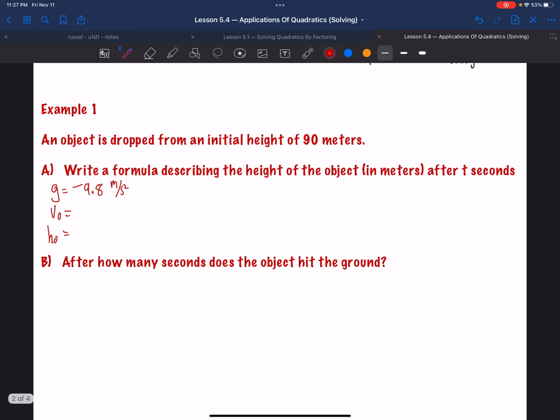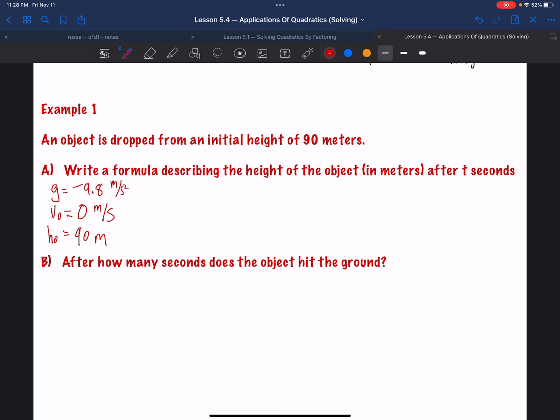h naught being the initial height, well, it tells us exactly that the initial height is 90 meters. The initial velocity, well, what is that? Well, it says the object was dropped. So when we talk about initial vertical velocity, it's how fast it is moving the instant it's released or propelled. If I drop something, I'm not applying any force to it, right? I'm not throwing it up, I'm not throwing it down, I'm dropping it, which means it's starting at a speed of 0, right? So it's going to be a velocity of 0 meters per second.